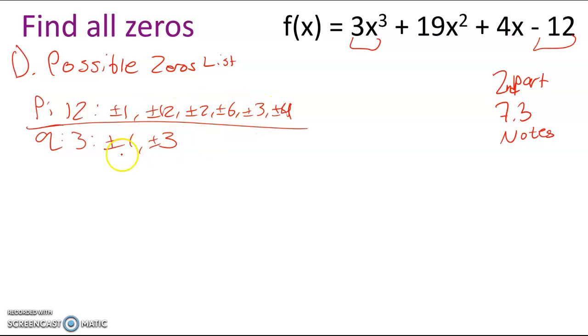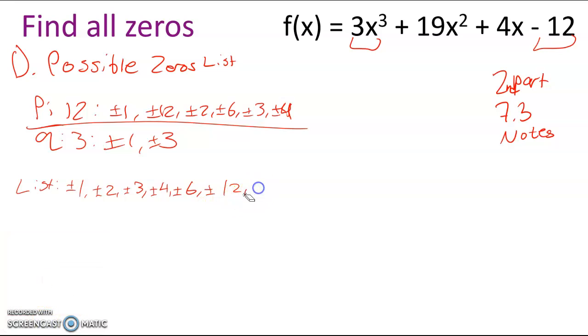Divide this whole list by 1, and I'm literally just going to rewrite the list. So I have plus or minus 1, plus or minus 2, plus or minus 3, plus or minus 4, plus or minus 6, plus or minus 12. Let's see, 1, 3, 4, 2, 6, 12. All right, so that's good.